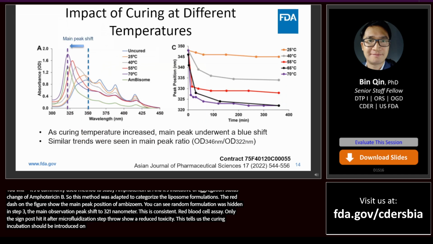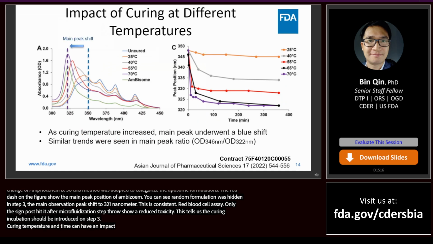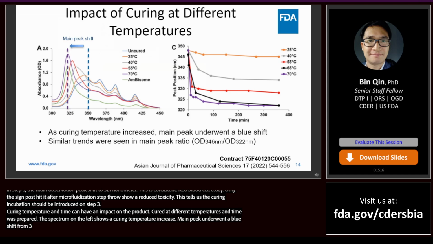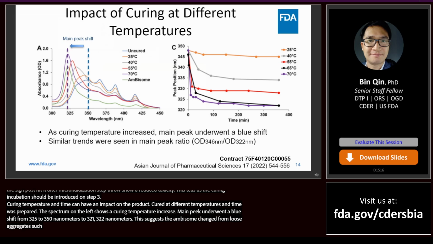Curing temperature and curing time can also have an impact on the product. Liposome formulations cured at different temperatures and time were also prepared. The spectrum on the left shows as curing temperature increases, the main peak underwent a blue shift from 325 to 350 nanometers to 321, 322 nanometers. This suggests the aggregation status of Emulsion undergoes change from the loose aggregates such as monomer or dimer to a tight aggregate such as oligomers.